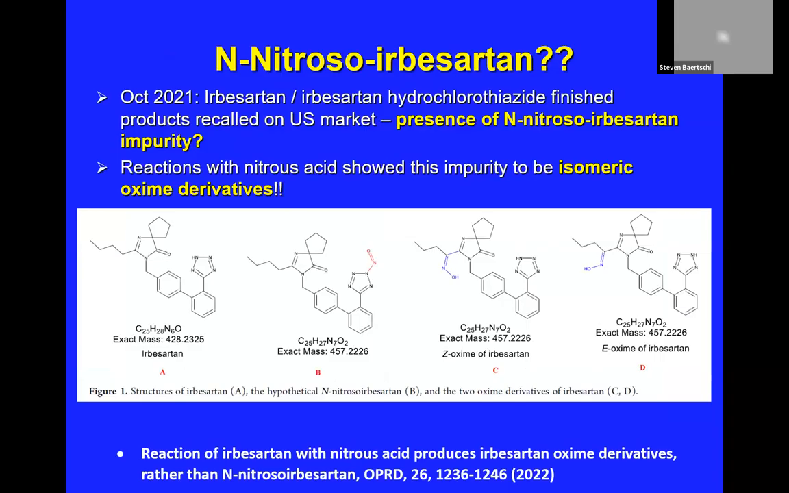Irbesartan is an interesting one. I'm about 5 minutes from finishing, so for those who are tracking, I will skip through a few slides at the end, but I just want to let you know I'm paying attention to the time.